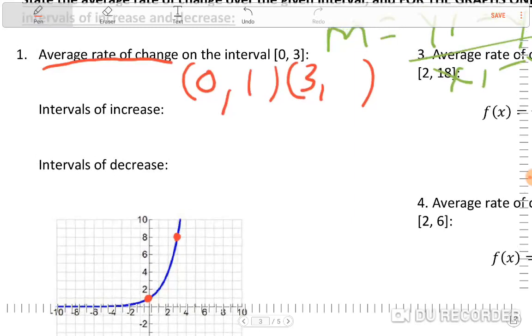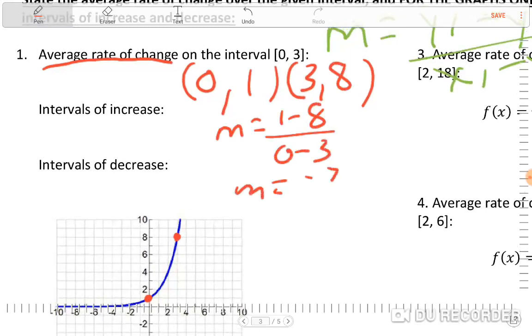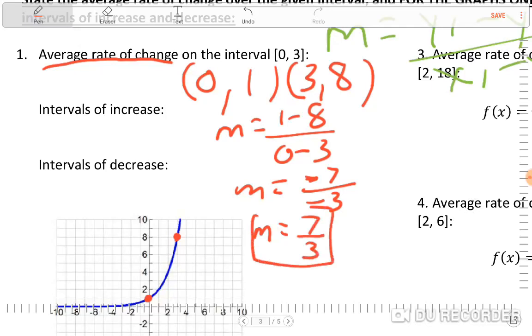So 0 went with 1, 3 went with 8. Now let's use slope formula. 1 minus 8 over 0 minus 3. That gives me negative 7 over negative 3. And if you would have used the y2 minus the y1, the only difference is you would have gotten a positive from the beginning. But even with me, negative divided by negative is positive. So either way, we get positive 7 over 3.